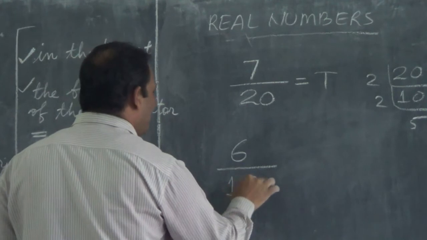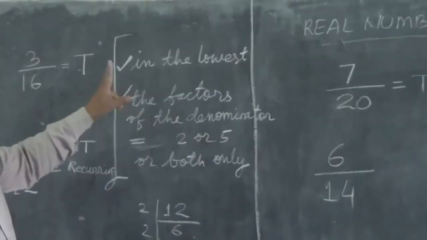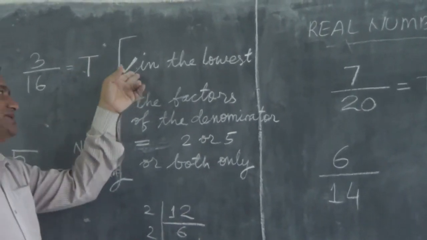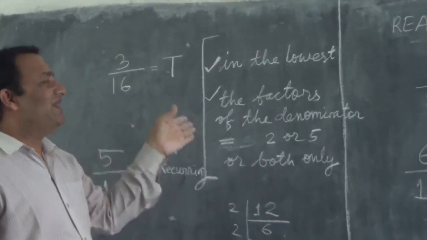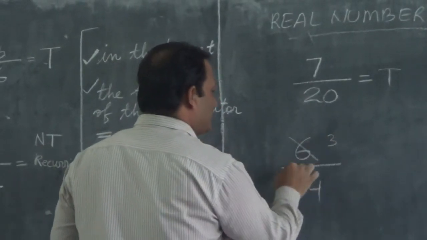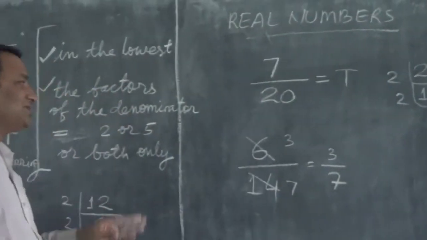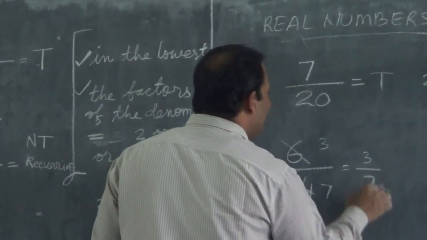6 by 14. Now see children, is the fraction in the lowest term? No, it is not in the lowest term. If it is not in the lowest term, then what should we do, sir? If it is not in the lowest term, then reduce it to lowest term first. So we have reduced the fraction to lowest term.